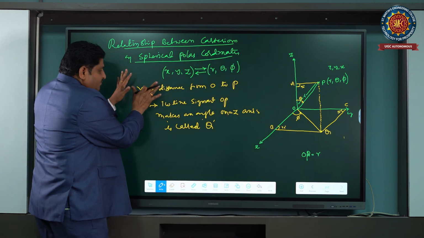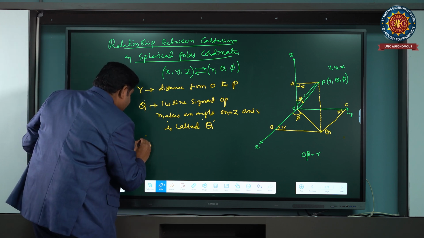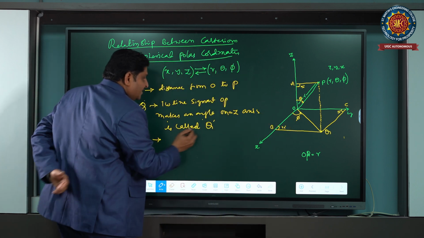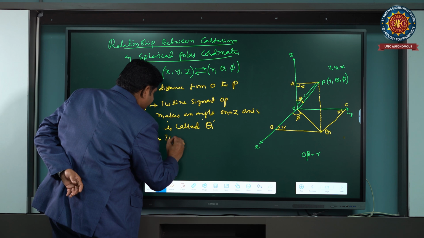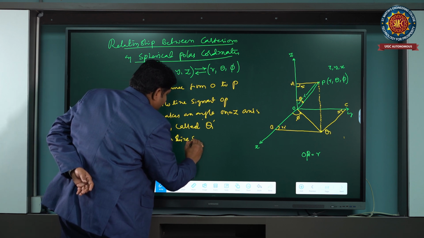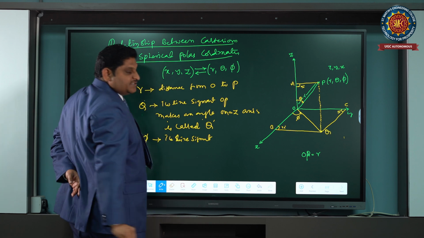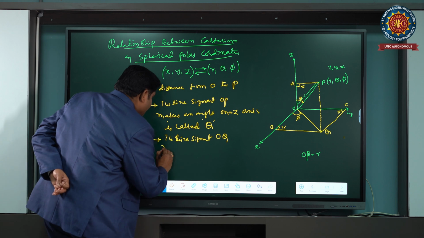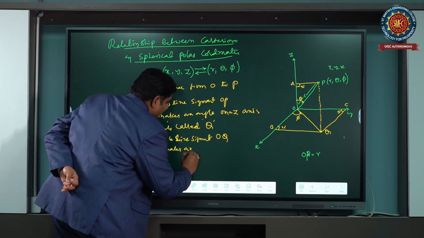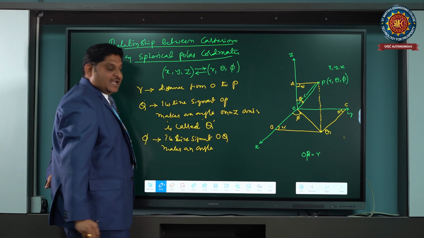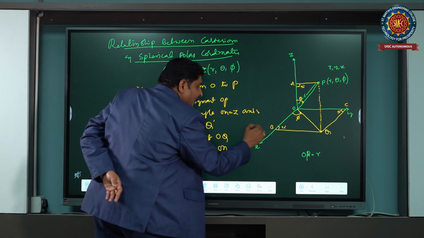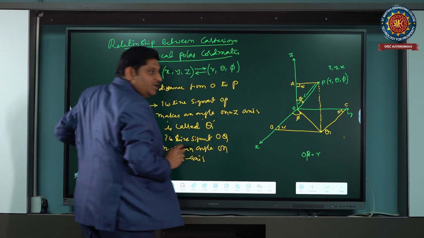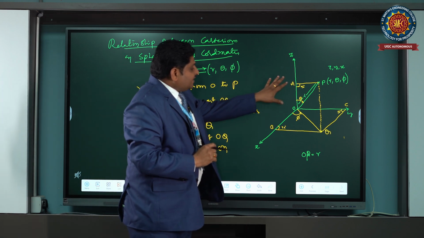Now what is phi? As of now we have discussed what is r, what is theta. Now what is phi? The line segment OQ makes an angle on the x-axis, which is called phi.